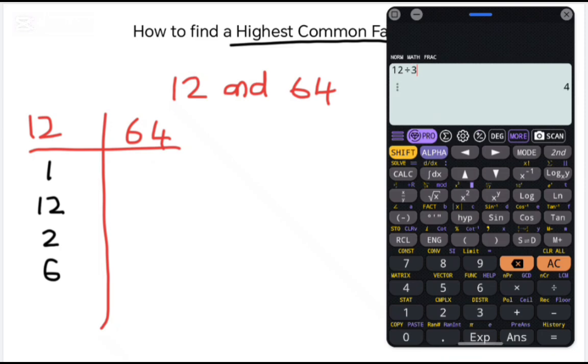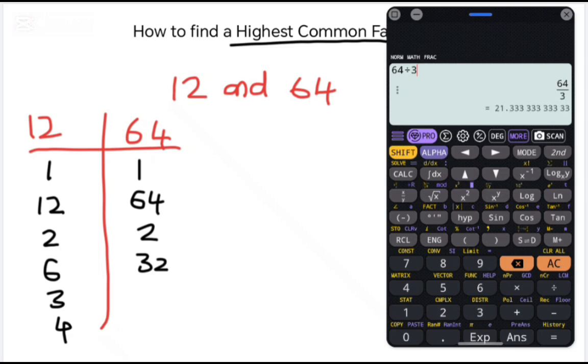Try 3, it means that 3 and 4 are also factors. These are all. You can try them all, go up until 9, but these are all the factors that are there for 12. So now we're going to 64. Just say 64 divided by 1, which means that 1 and 64 are the factors. We try 2, which means 2 and 32 are the factors.